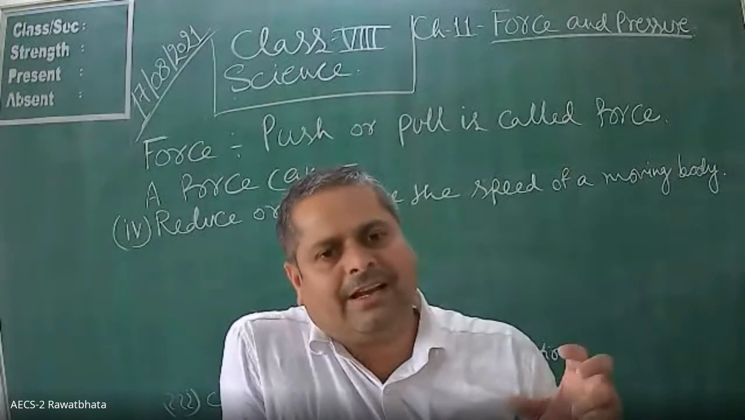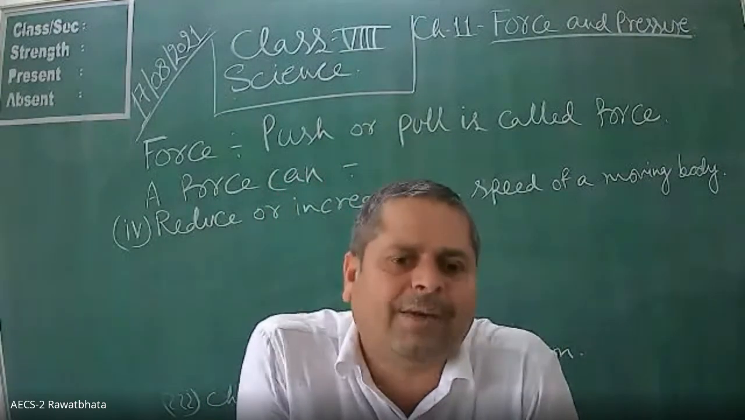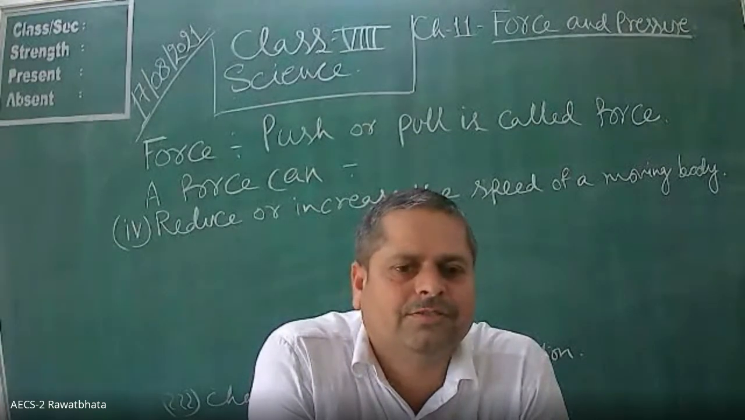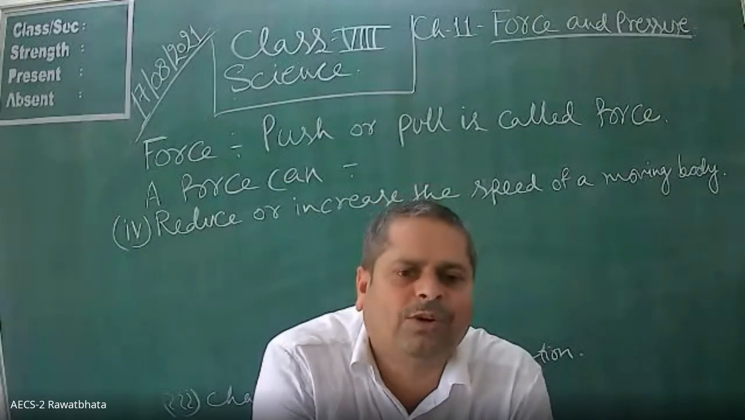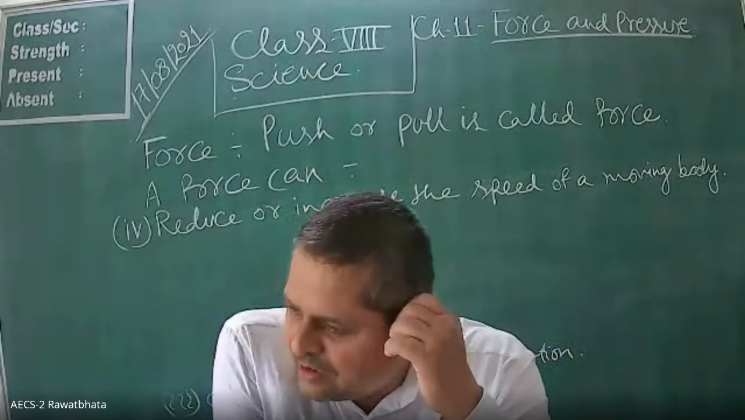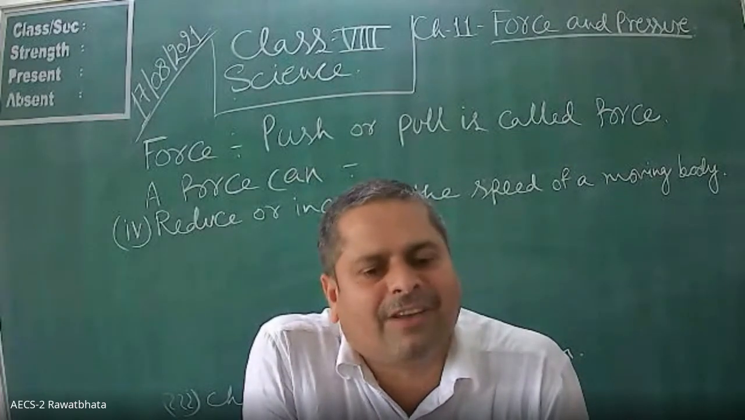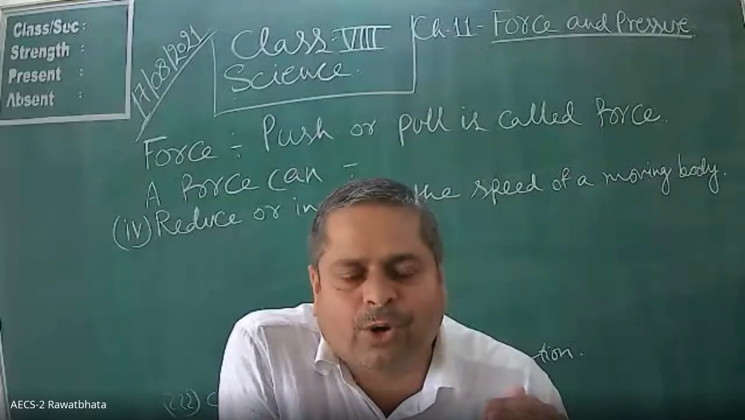And suppose there is some other vehicle and some crowd in the market. What do we do, children, at that time? When there is a crowd in the market, do we drive the car at the same speed as when the road was clear? No, sir. We drive slowly. In order to drive slowly, what do we do? We apply the brake.